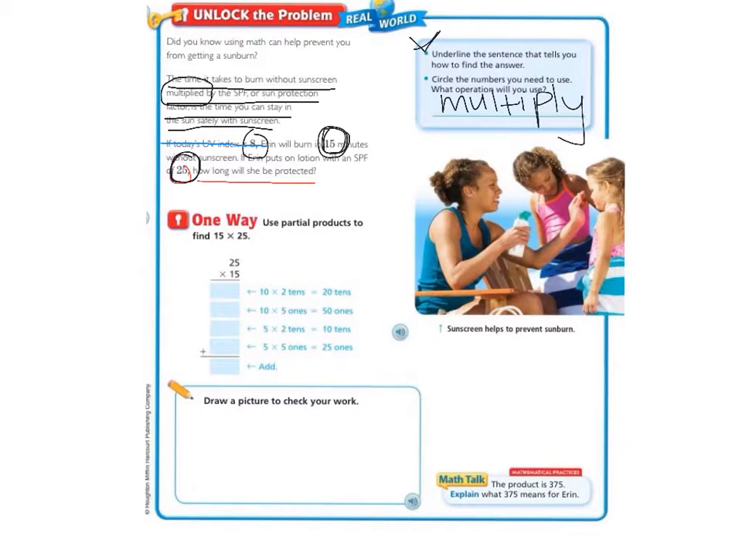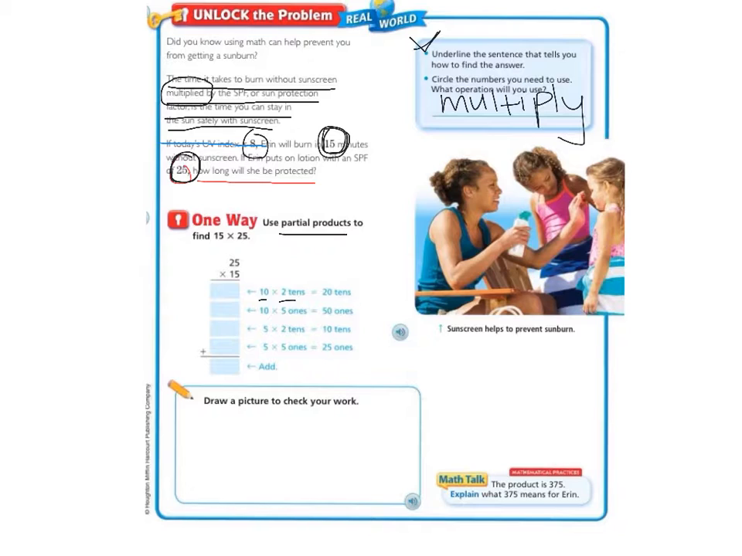Alright, so one way that we can do this that we practiced is our partial products. So we're going to multiply a little bit at a time to solve this problem. So we're going to do 25 times 15, and the first thing that we're going to do is break this down into 10 and 2. So I'm going to break one set of 10 into two tens.